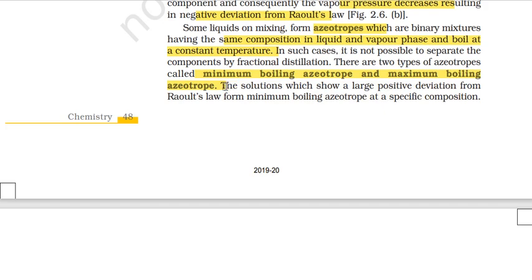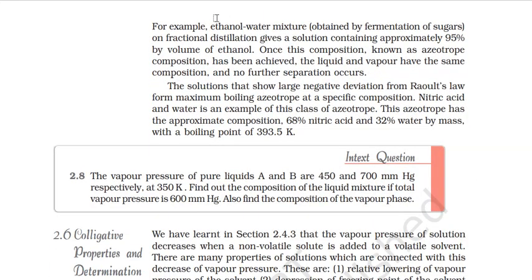The solutions which show a large positive deviation from Raoult's law form minimum boiling azeotrope at a specific composition. For example, ethanol water mixture. It gives a solution containing approximately 95% by volume of ethanol. Once this composition, known as azeotrope composition, has been achieved, liquid and vapor have the same composition and no further separation occurs. You cannot basically separate them because both liquid and vapor have the same composition, and that happens at a certain temperature, a certain concentration.